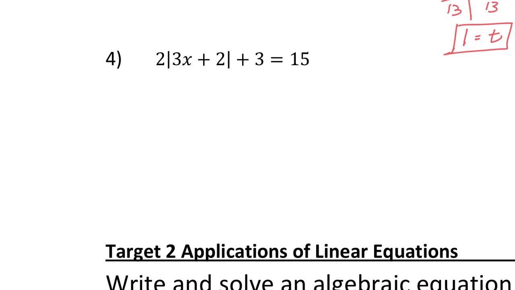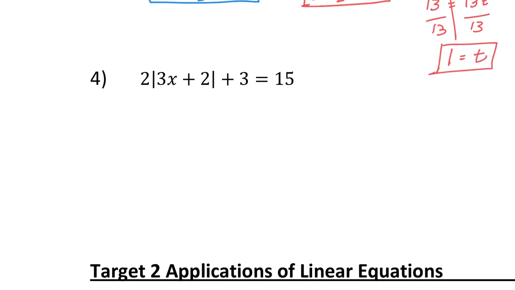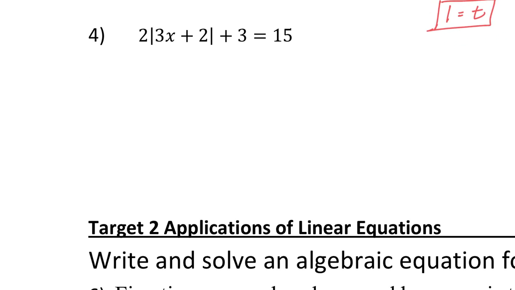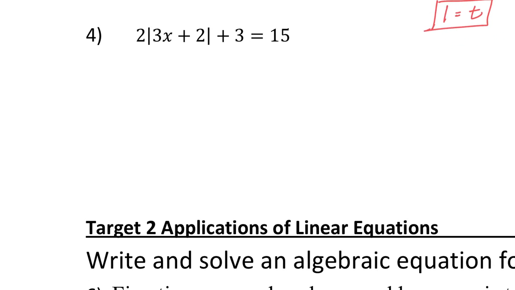Okay, let's take a look at number 4. Number 4 is an absolute value equation. Okay, and in absolute value equations, just like the other equations, we're trying to get the variable by itself, but getting rid of the absolute value bars is its own step. So we're going to have to do a separate step to get rid of absolute value bars.